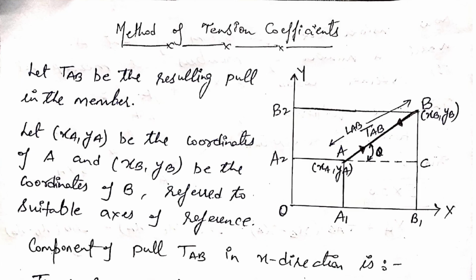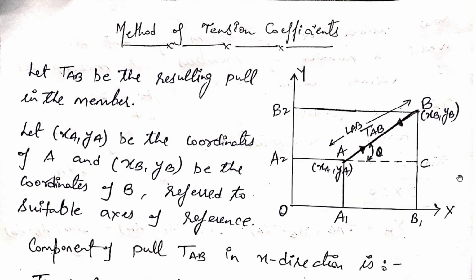Hello dear students. In this video we are going to discuss the next important method of analysis of truss, that is the method of tension coefficient. Earlier we understood how to analyze a truss with the help of the method of joints and the method of sections. These were the earlier two methods of analysis of plane frames: method of joint and method of section.